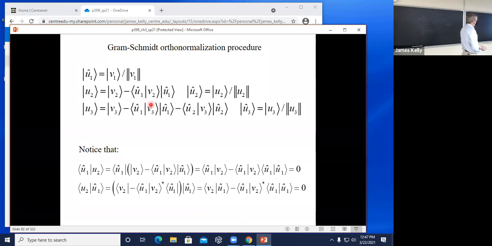And the projection has to be in this kind of manner here, okay? And then once I've got a vector that has no projection onto U1, I can just normalize it and it will still have no projection onto U1. Okay, and similar for U3, I subtract out its projections onto U1 hat and U2 hat.